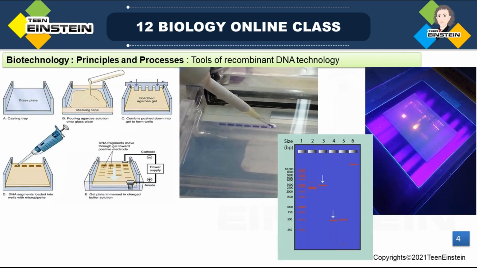Next, I'll explain the procedure of agarose gel electrophoresis. Here you can see so many pictures. I'll explain one by one. You have to remember this sequence because this part is important, especially for the NEET exam.